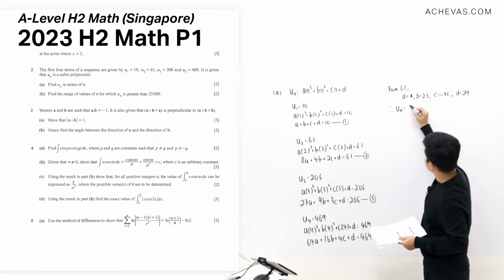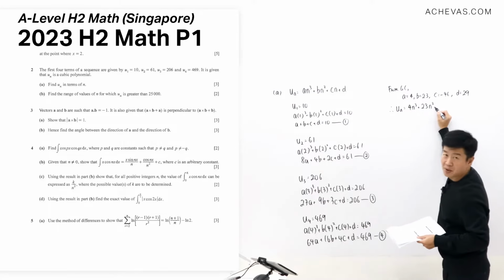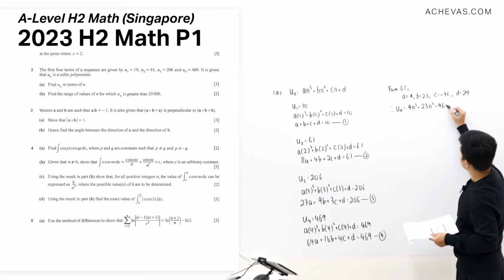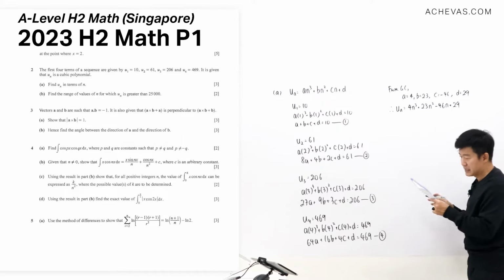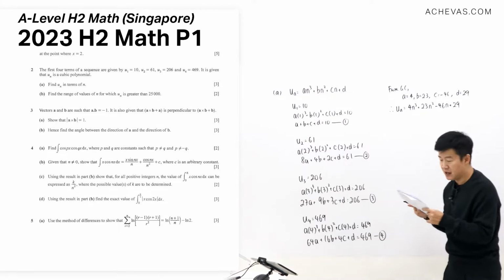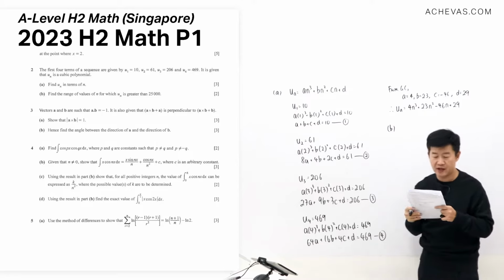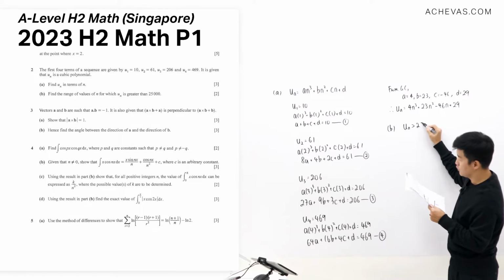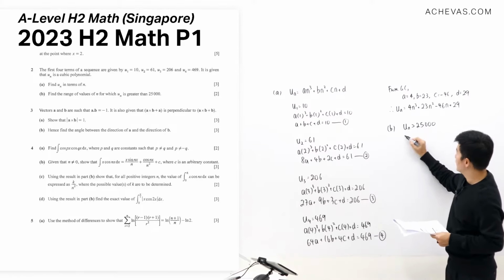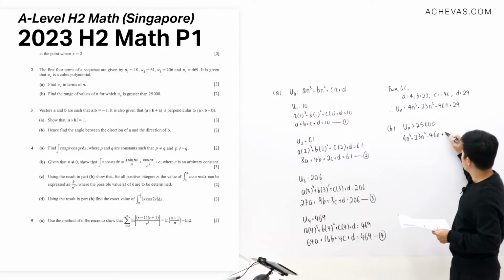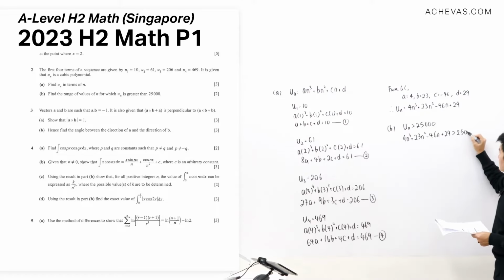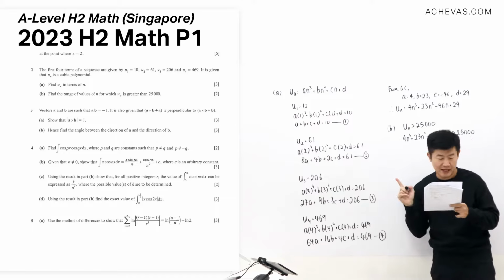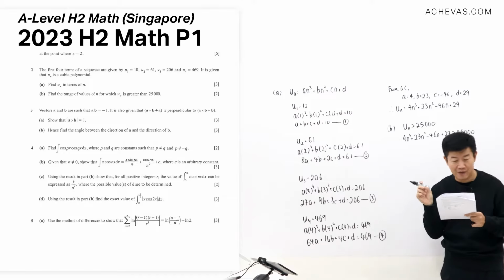Un will be A, which is 4, n to the power 3, plus B, which is 23, n squared, plus C, which is negative 46, then n plus D. This is 29. This will be for part A, and in part B, we are supposed to find the range of values of n for which Un is supposed to be greater than 25000. So Un is this, 4n to the power 3 plus 23n squared minus 46n plus 29. This is bigger than 25000.